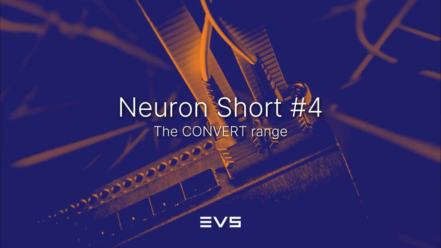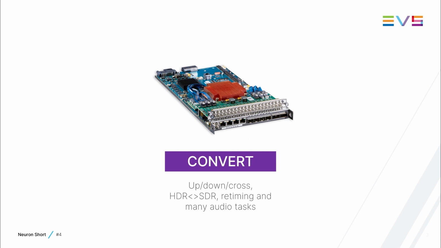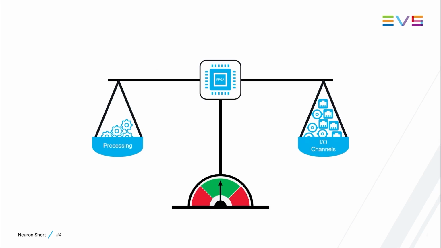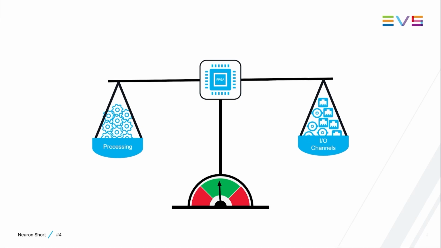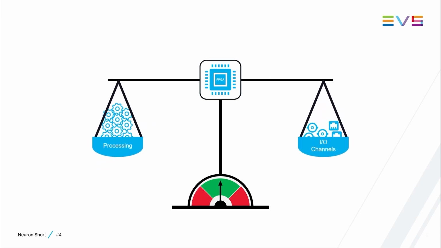Welcome to Neuron Short 4 about the convert range. Remember how in the second Neuron Short I explained that when it comes to programming the processing cards, there's always a trade-off between processing capabilities, density and redundancy? Well, the convert cards favor more video and audio processing functions over the amount of processing paths.